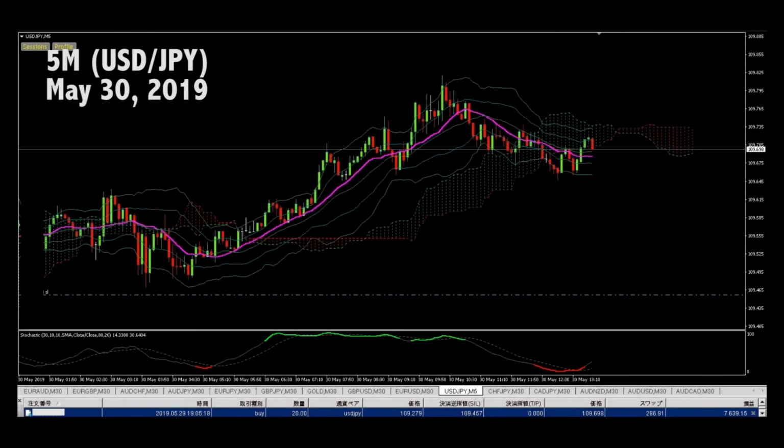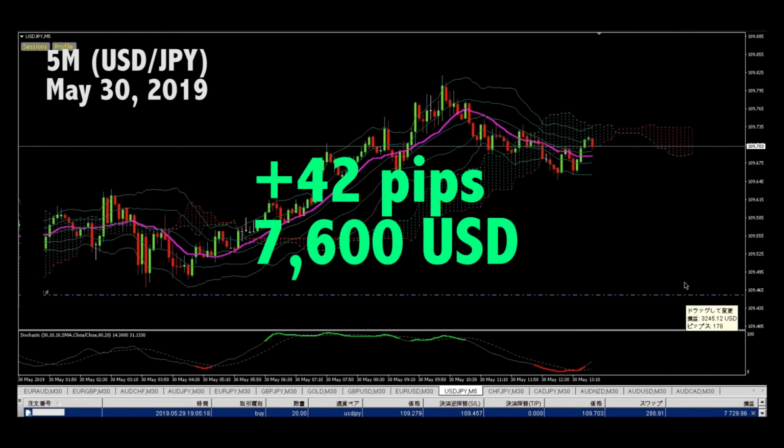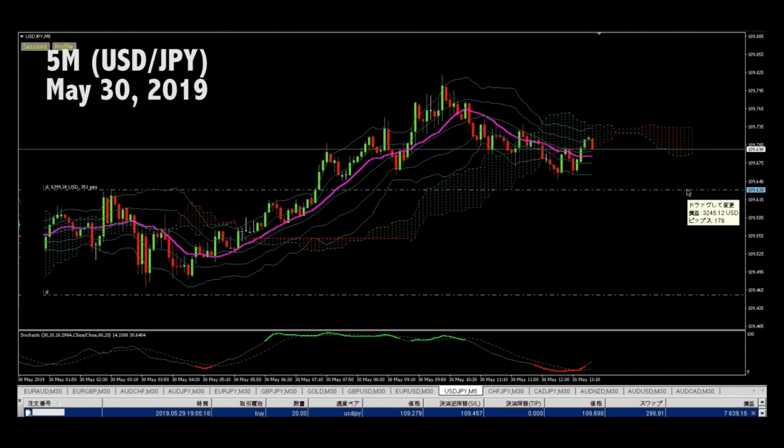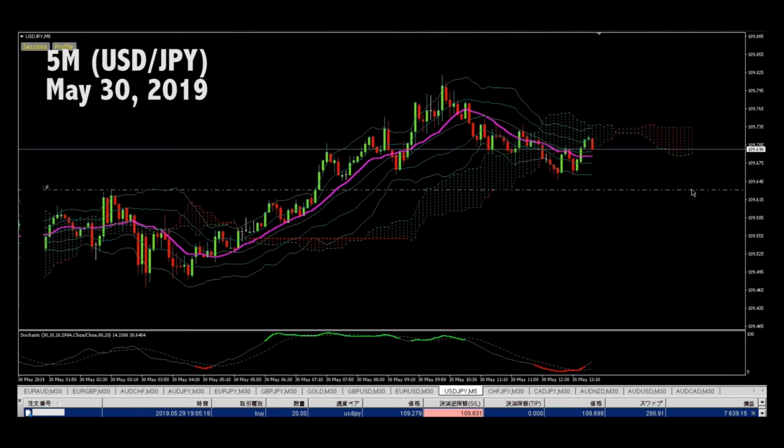Hello, it's 7:30 p.m. here in Japan, about 5 hours passed from the previous recording, and this is the 5-minute chart of USD JPY. Now look how the price kept going up, and currently it's plus 42 pips away from my entry, making about $7,600. This time I will move the stop loss to slightly below the recent lowest, ensuring 35 pips, about 6,400 profit, and aiming further.